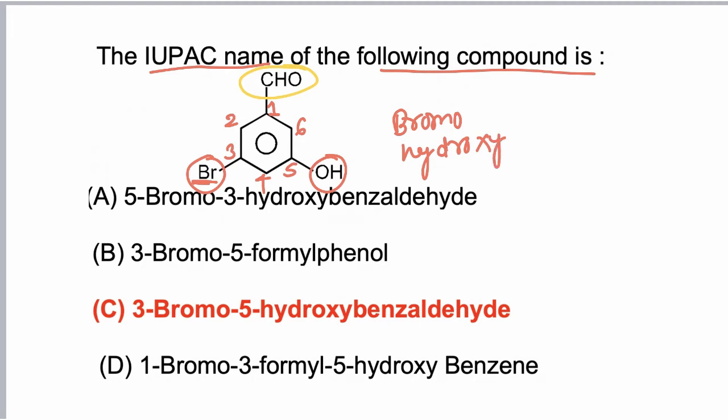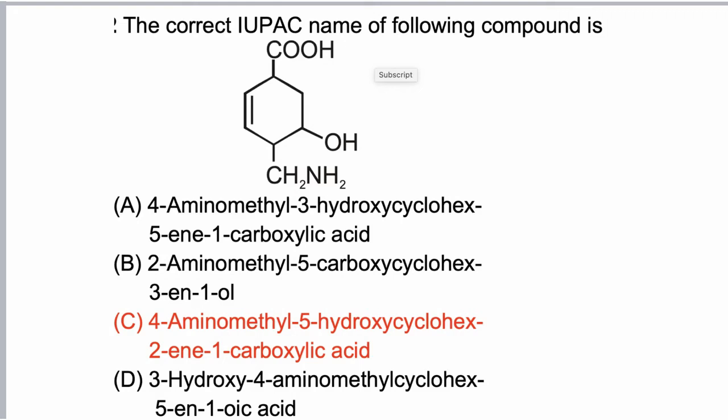Because both bromo and hydroxy are substituents here, the priority of the substituents is decided from their first alphabet. Hence bromo is having higher priority than hydroxy. So if we take example 1, now numbering should be done from the carbon from which the principal function group is attached. So 1, 2, 3, 4, 5 and 6. And the name of the molecule is 3-bromo-5-hydroxybenzaldehyde. And the correct answer is C.